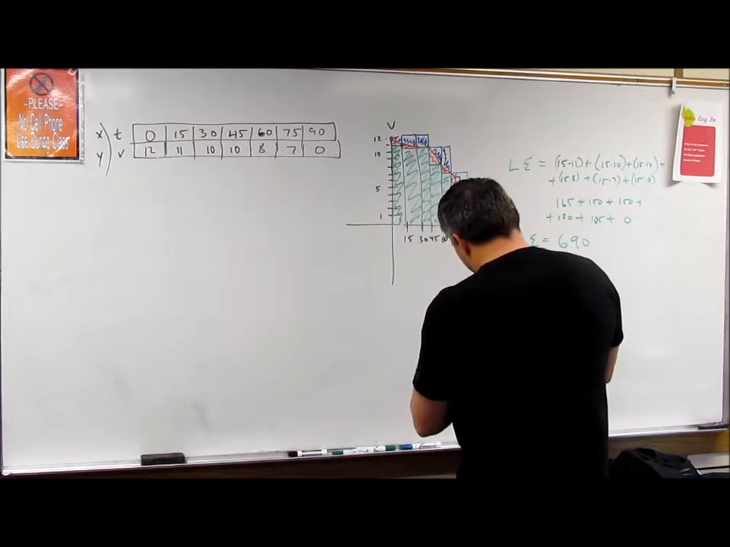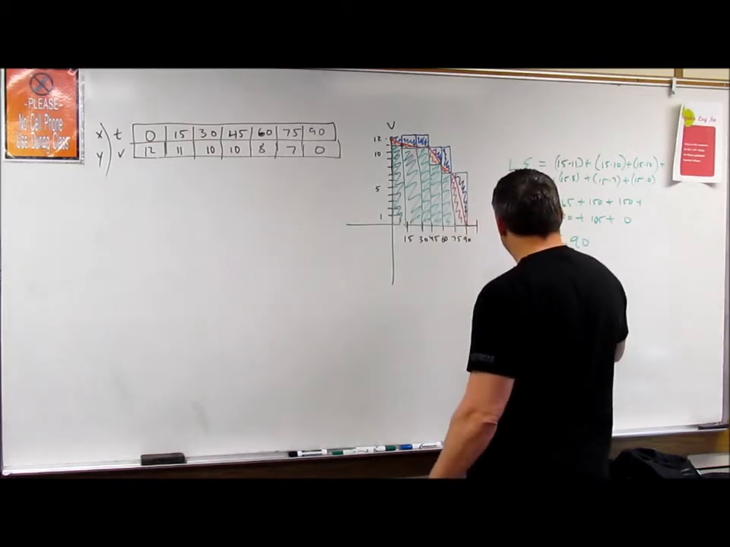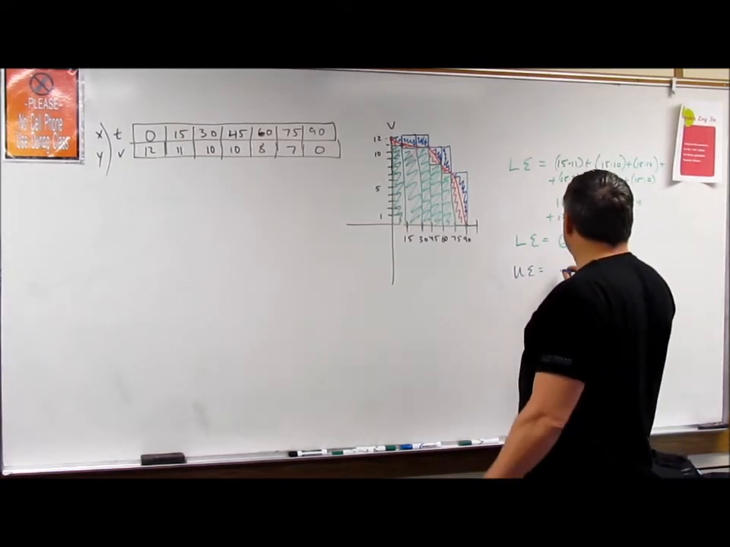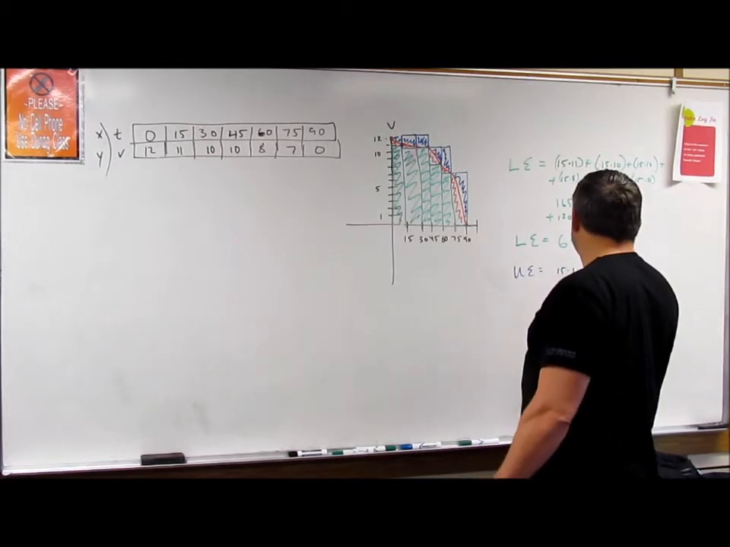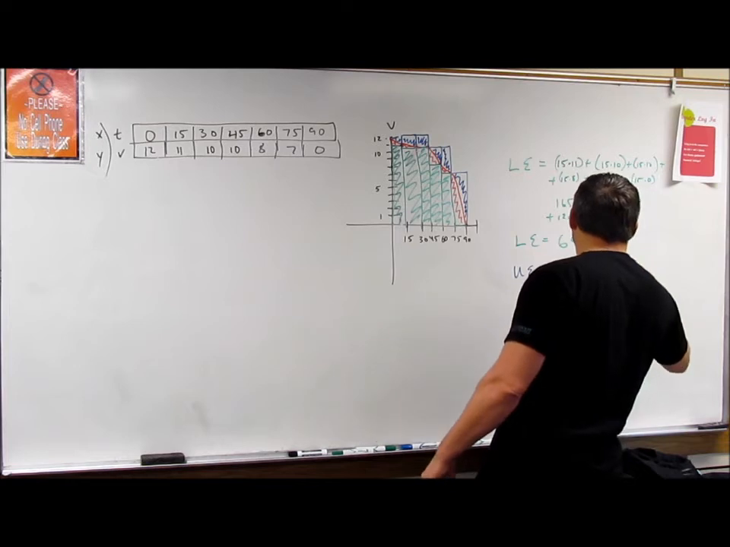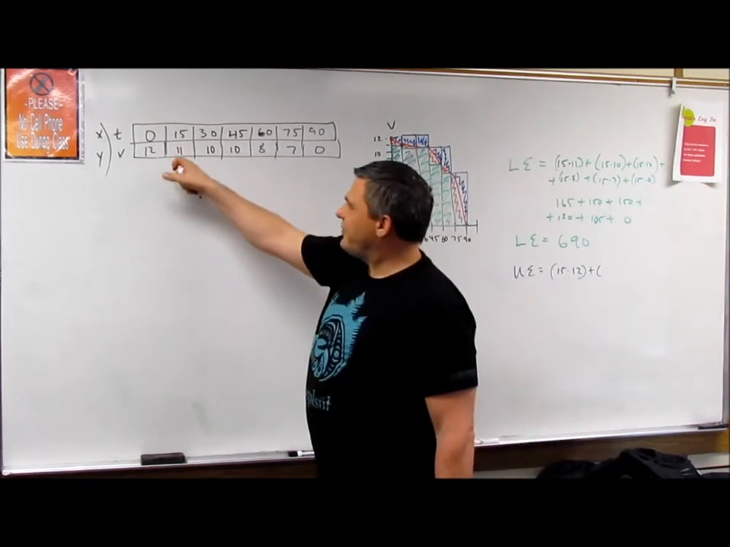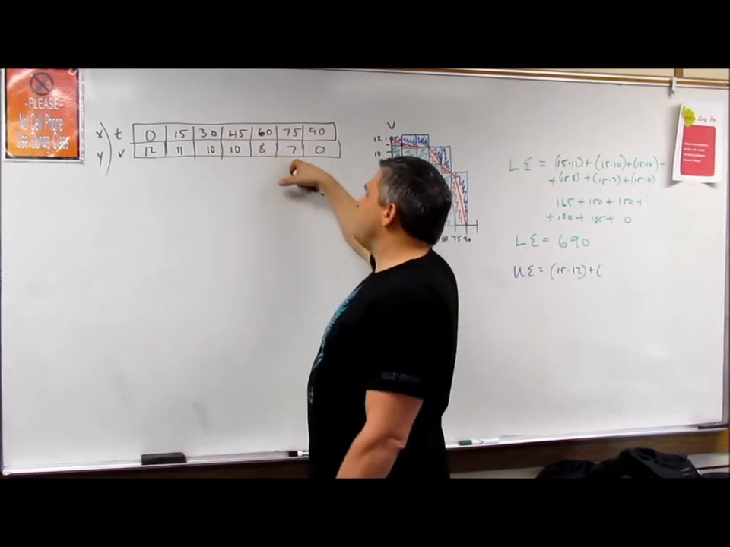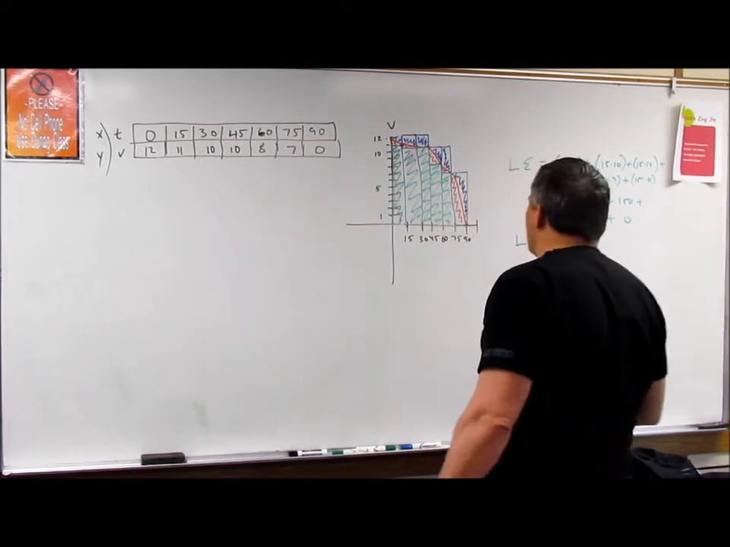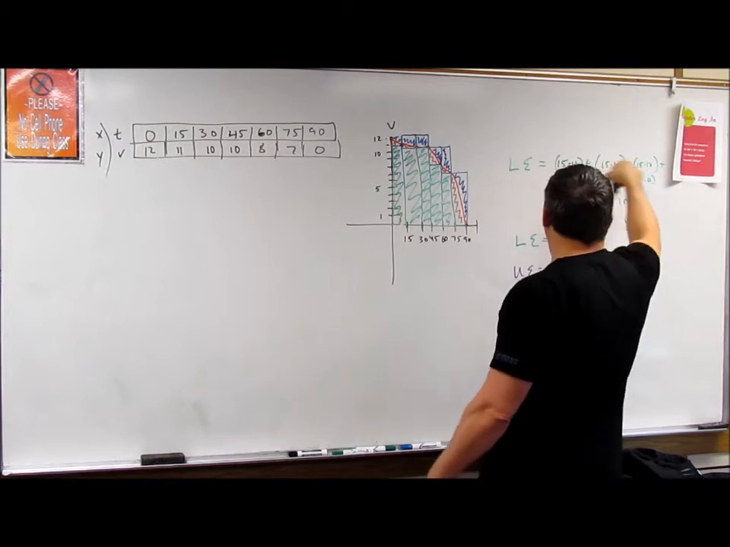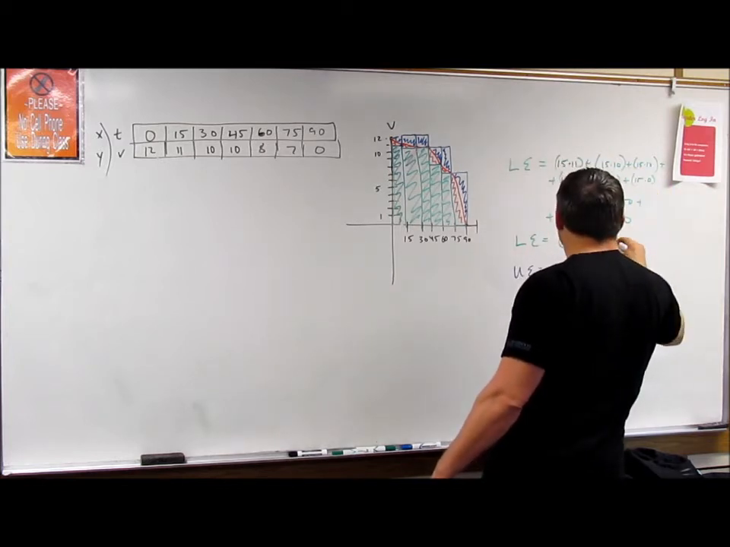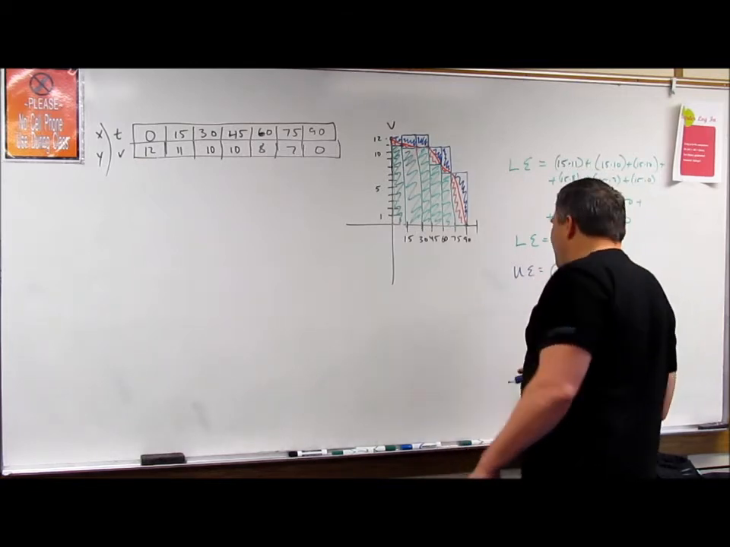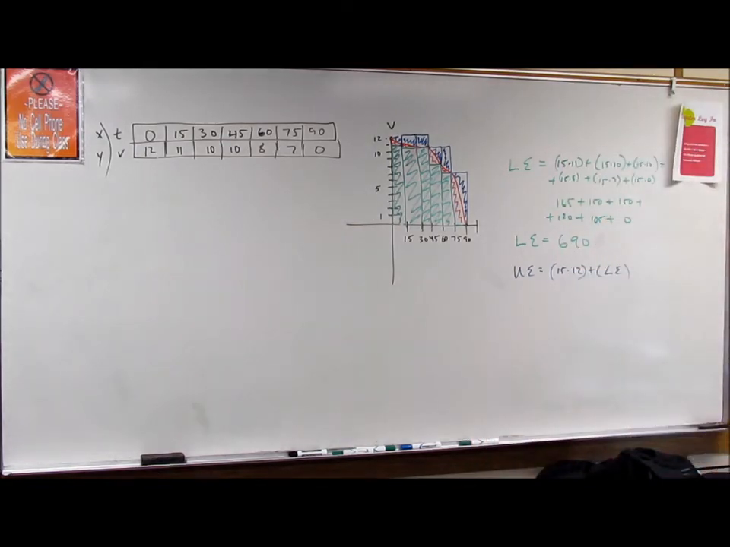So our upper estimate is equal to 15 times 12, plus 15, and then it's going to continue: 15 times 11, 15 times 10, 15 times 10, 15 times 8, 15 times 7, 15 times 0. So again, it's going to do all of this, right? So plus our low estimate. So our upper limit is really that first one plus the low estimate.